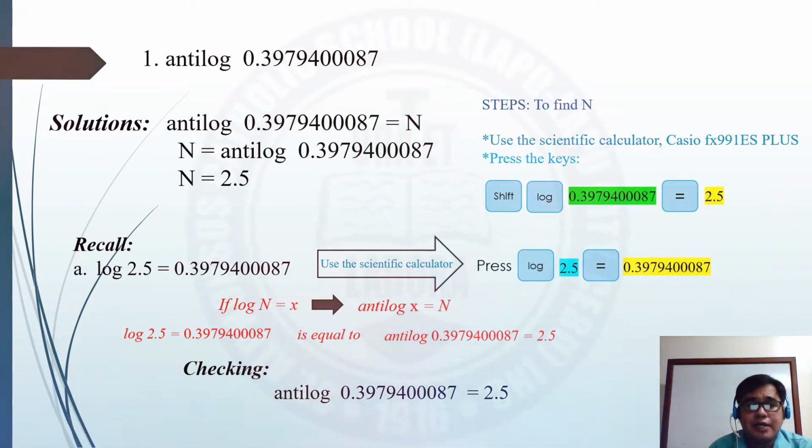To check, we are going to use the first step in our solution. Just copy, and then the given antilogarithm can be written into this form, and copy equals 2.5. And if we are going to get the result of this number, then it is 2.5. Therefore, this 2.5 is considered our solution to make our equation correct.